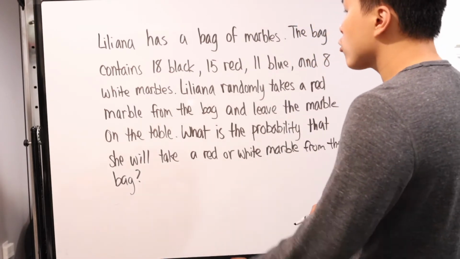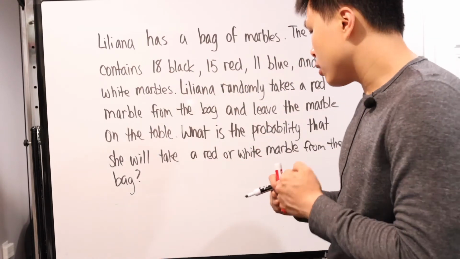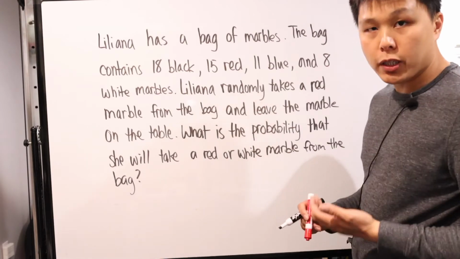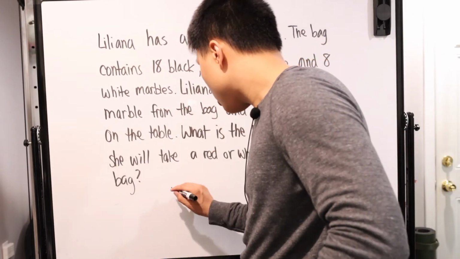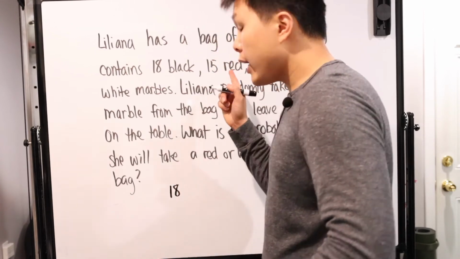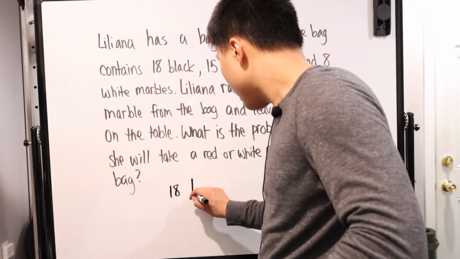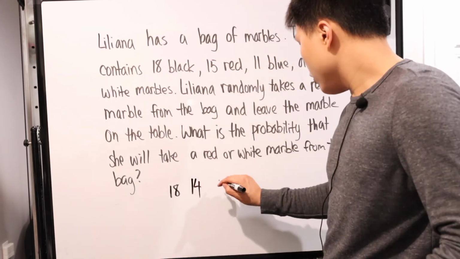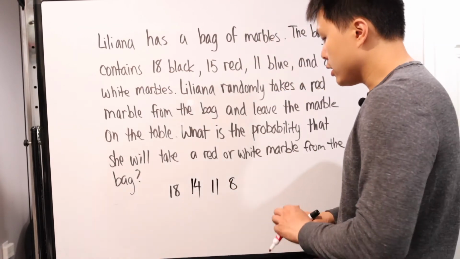So even though the bag originally contained these numbers, the actual bag that she's going to be pulling from now doesn't, because she took one of the red ones out. So we have 18 black marbles, and then instead of 15 red, remember, she took one out already, so now you have 14 red marbles. And then you have 11 blue, still the same, and 8 white, still the same. There it is. All right, cool.